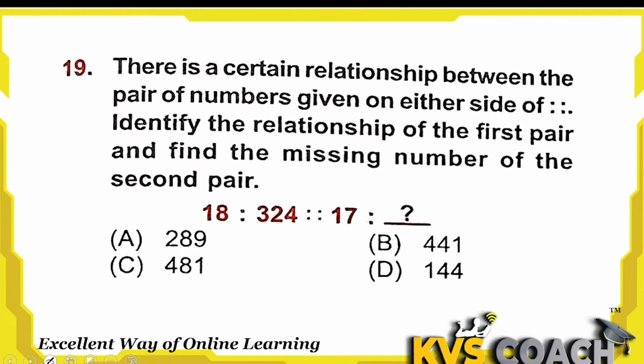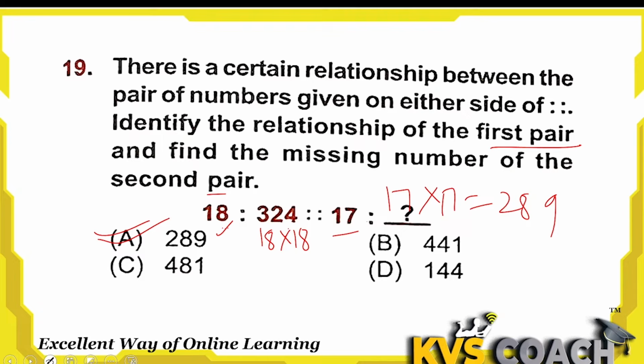Next, there is a certain relationship between the pair of numbers given on either side. Identify the relationship of the first pair and find the missing number of the second pair. So first we have to find the relationship between the first pair. So 18 and 324. So 18 squared. 18 into 18 is 324. Okay. So here 17. So 17 into 17 is 289. So what will be the relation between them? That is 289. Okay. 18 and 18 into 18. This is the relationship between the pair, 18 squared. Okay. So this is the right answer for the second pair, that is 289.